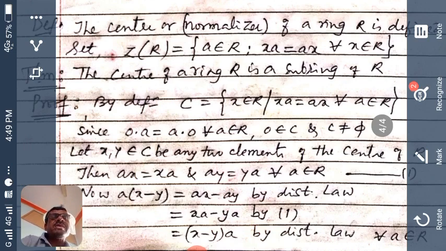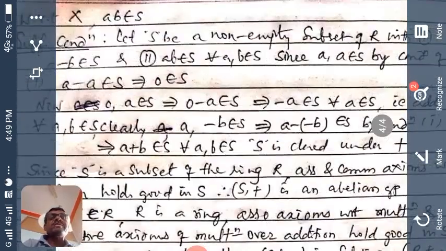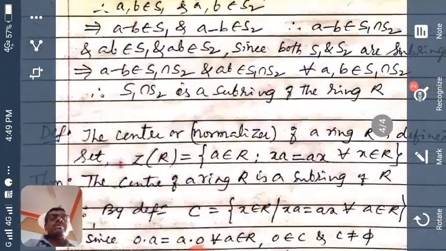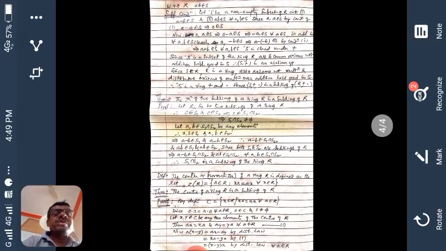AX minus AY equals A of X minus Y. This is equal to XA minus YA, which is X minus Y times A, because A is common, again by the distributive property. Once again, we have to simplify and show that certainly the center is a subring of the ring R. Thank you.